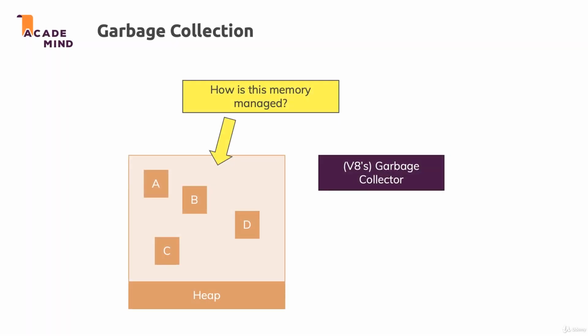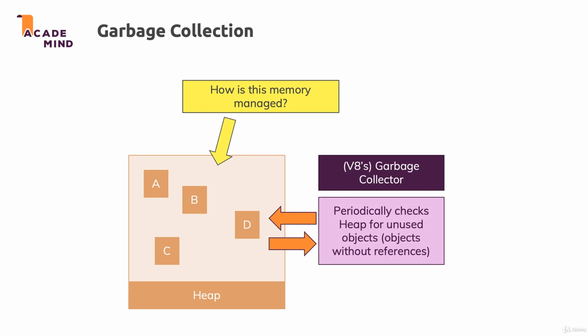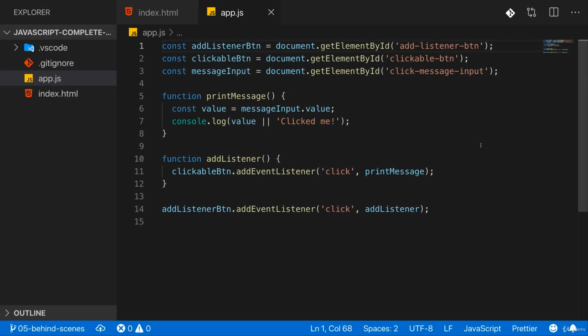So what does this garbage collector do? In the end, it periodically checks the heap memory for unused objects. And unused objects are objects without references. Now remember, references are these things, the addresses in the end, which are stored in variables. And therefore the garbage collector will go ahead and basically clear all unused objects from the heap memory. All the objects where it sees that you certainly won't work with them anymore in your code. Now that's great. Let me show you an example.